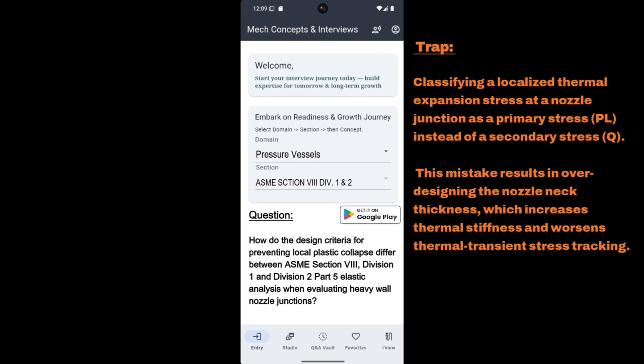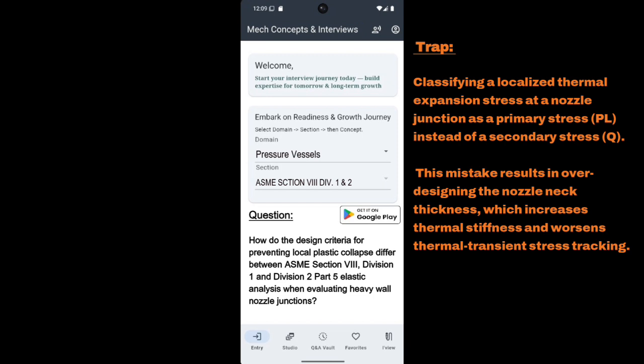Walk me through the physical reality of that added mass. Why exactly does a thicker nozzle neck actively worsen the situation? It comes down to thermal transients. Thick sections of metal heat up unevenly. The internal surface in contact with the hot process fluid expands rapidly, while the external surface remains relatively cool. The metal effectively fights its own expansion. So it binds up. Exactly.